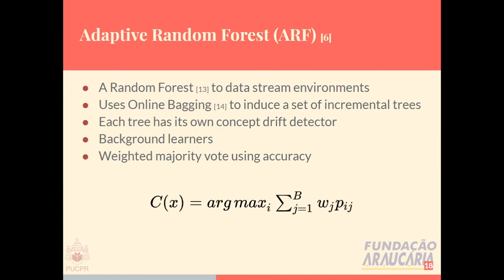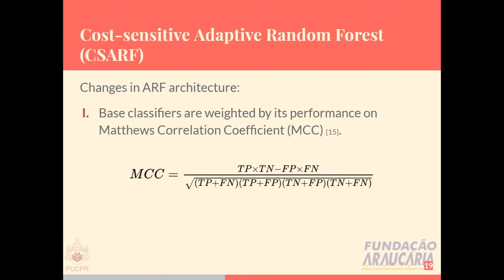As soon as there is a suspicion of concept drift in the data stream, ARFRE starts to train new classifiers to replace the current ones if the change is confirmed. The final decision of the ensemble is given by the weighted majority vote, using the accuracy of each base classifier as weight. The cost-sensitive adaptive random forest, CSARF, is a variant of ARFRE planned to handle imbalanced data streams. To achieve this, we made some changes to the original algorithm.